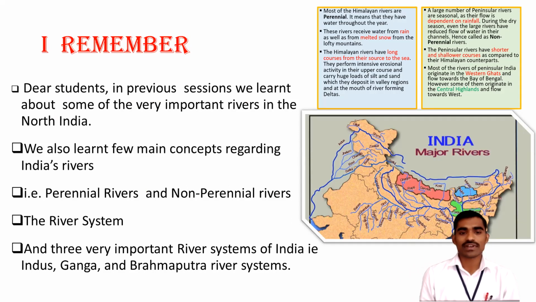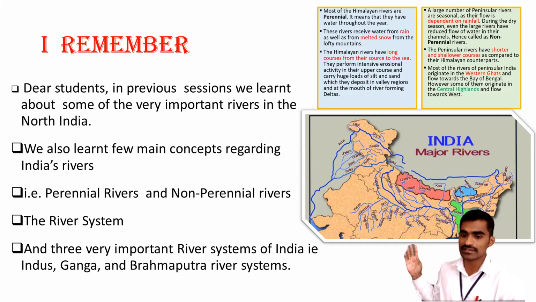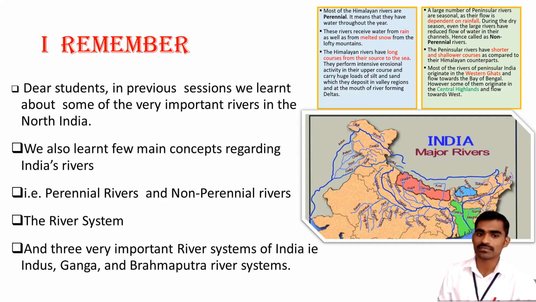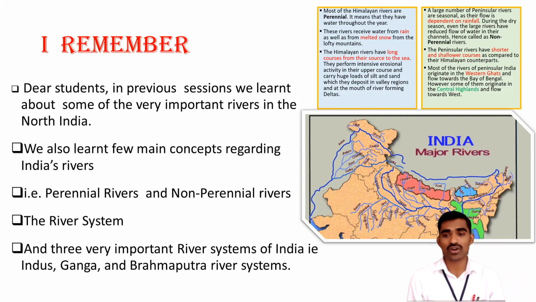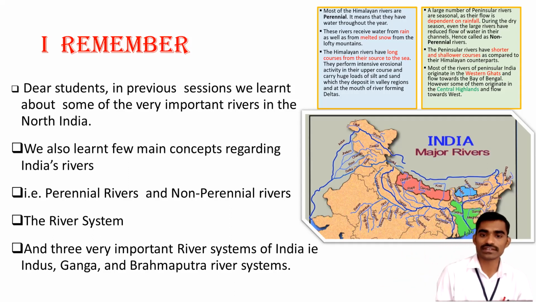In previous sessions, we have learned about very important rivers that are present in northern India, that is the Indus River system, Ganga River system, and Brahmaputra River system. These are called the Himalayan rivers. These are also known as the perennial rivers. So we have seen information about these three main rivers.